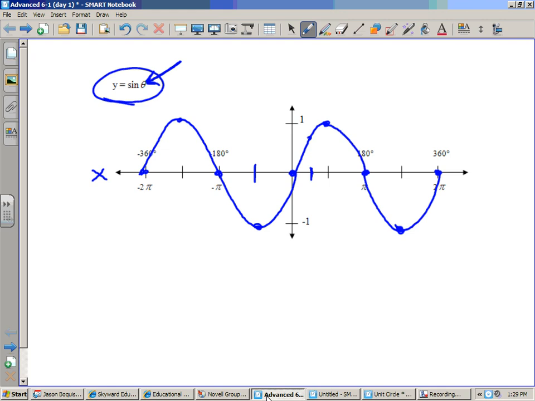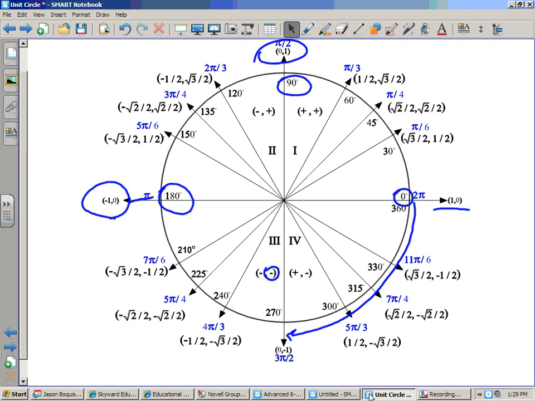Well, do a little better than I did there. Does it make sense that this graph is incredibly symmetric? You know why? Because it's based off of a circle. Okay, so is it going to be symmetric? You bet it is. Okay. So that's how you do sine.